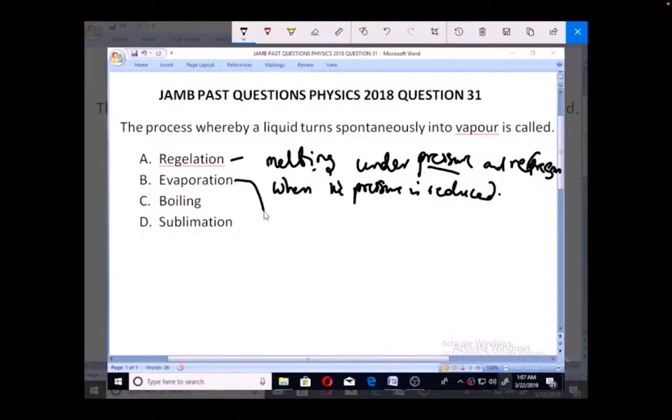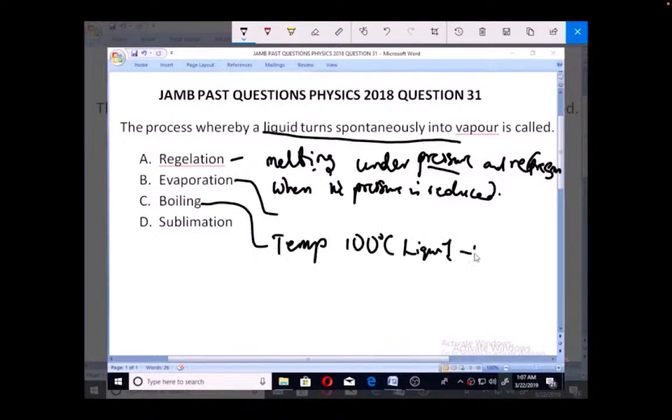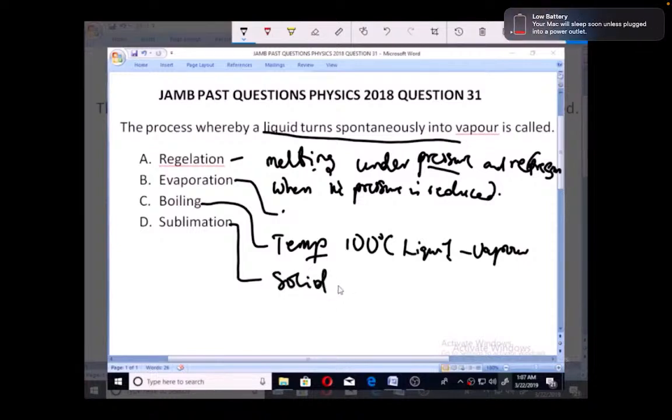Then evaporation is the spontaneous turning of a liquid into vapor. If you have the solid phase going straight into the gaseous phase, then we call it sublimation. So from all these definitions, we can see that B is the right answer. Evaporation is the process whereby a liquid turns spontaneously into vapor. Thank you.